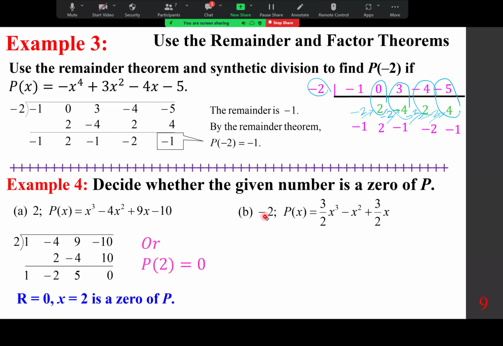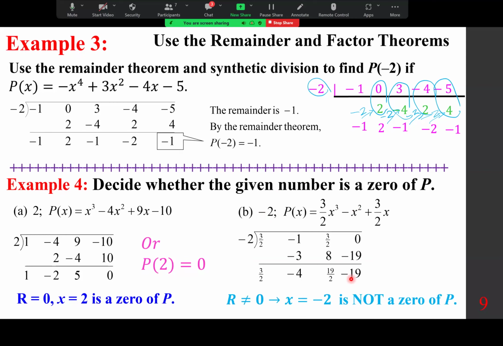How about negative 2? Again, you can plug in minus 2 and evaluate it. P of negative 2 and evaluate it. That's all there is to it, class. You can do that. Or you can do the synthetic division. Either way is fine. Now, what is the remainder? Negative 19. Therefore, negative 2 is not a 0 of P.